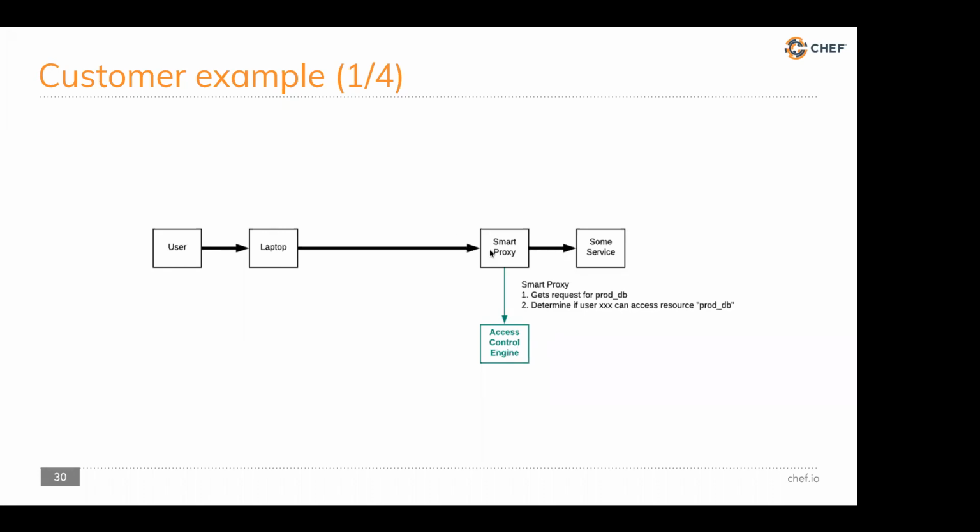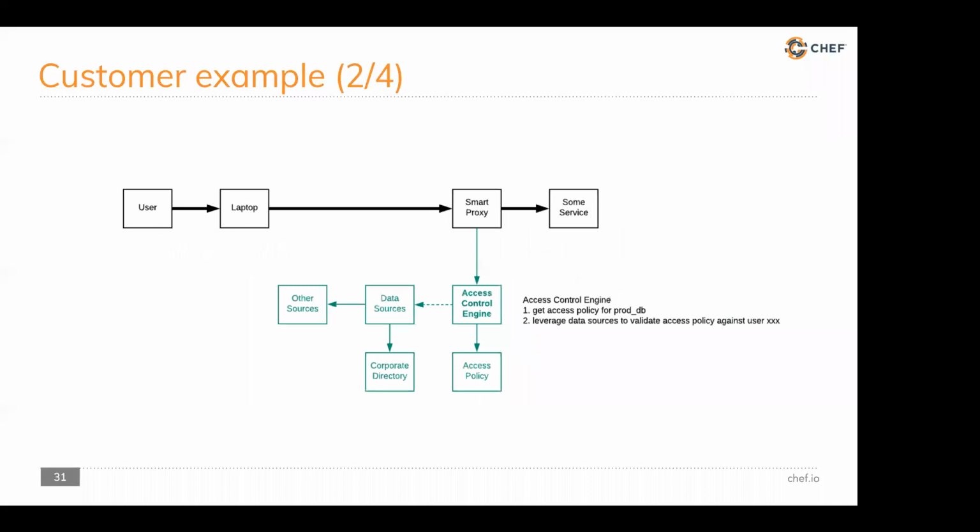So we've got this intelligent proxy. The proxy gets a request that the user with laptop X wants to reach prod database. The first thing it does is contact this access control engine, which is the main logic engine that can do everything to make this determination. Number one, this access control engine is going to first gather an access policy for production database. You can imagine a database of policies, and production database is a very sensitive resource, so it might pull in a policy that is very restrictive.